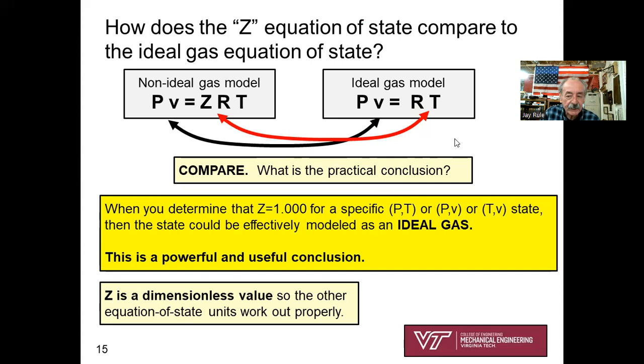I'm going to model my engineering problem as an ideal gas. That substance will be an ideal gas. It's when Z is 1.000, okay, or very close to 1. So that's your powerful and practical conclusion of working with Z. If Z is close to 1, you as an engineer are entitled to model your substance as an ideal gas. Recognize that Z is dimensionless. You got it?